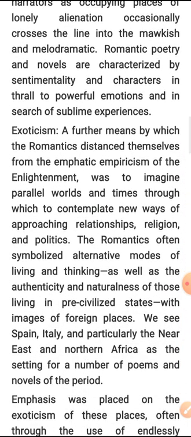The next theme was exoticism, a further means by which the Romantics distanced themselves from the emphatic empiricism of the Enlightenment. It was to imagine parallel worlds and times through which to explore new ways of approaching relationships, religion, and politics. The Romantics often symbolized alternative modes of living and thinking, as well as the authenticity and naturalness of those living in pre-civilized states, with the images of foreign places. We see Spain, Italy, and particularly the Near East and North Africa as the setting for a further number of poems and novels of the period.